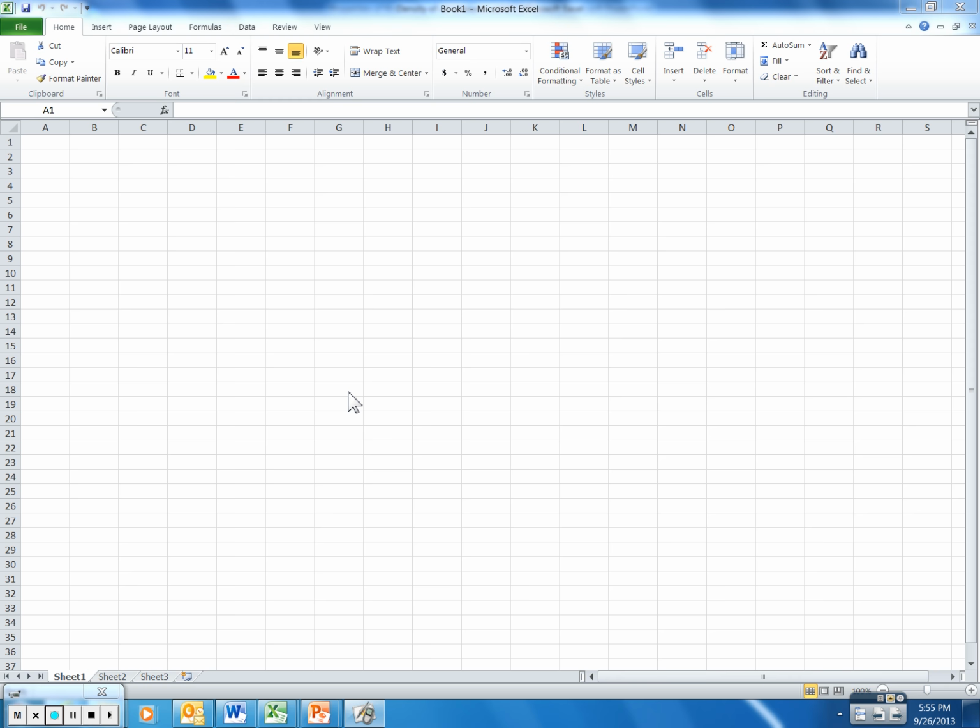So the first thing that you need to know about Excel is it does a lot of great things. It makes tables really easily. It does math for you if you know how to use it. And it makes beautiful graphs.